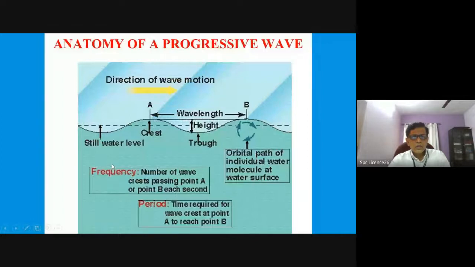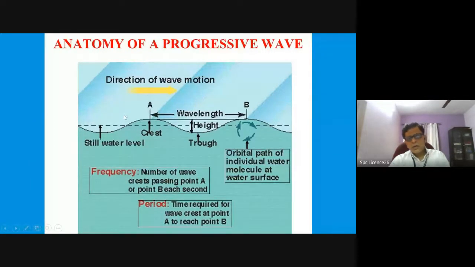This is how a wave looks. The topmost part is the crest, the bottommost part is the trough. The movement takes place in a circular motion, called an orbital path, as to how an individual water molecule will move. The number of wave crests passing a point in unit time is called the frequency of the wave, and the time required for one wave crest at point A to reach point B, let us say, is called the wave period.